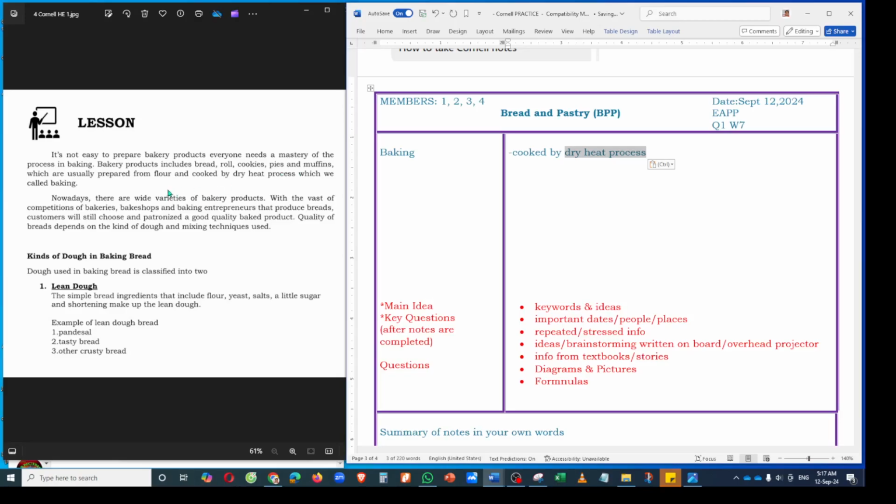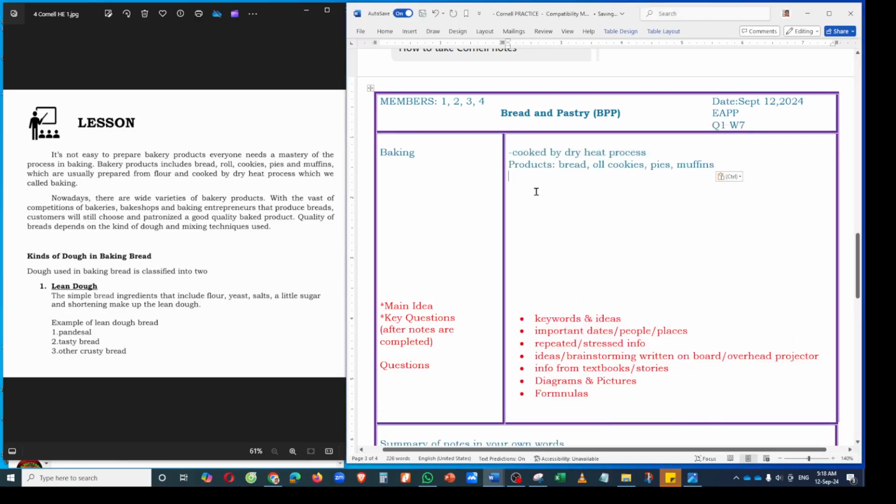So, we will put it because it's important, like it's a definition, dry heat process. And then yung products, importante din. You have like breads, rolls, cookies, pies, and muffins. Yun yung products niya. So you will write it here. It's a product.